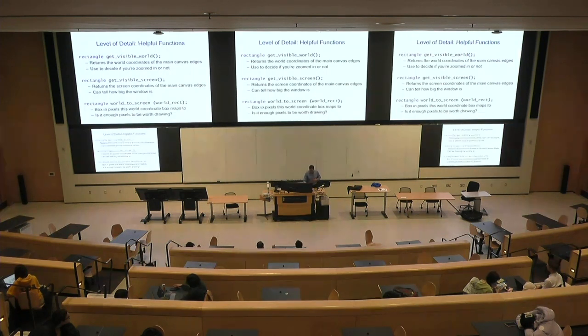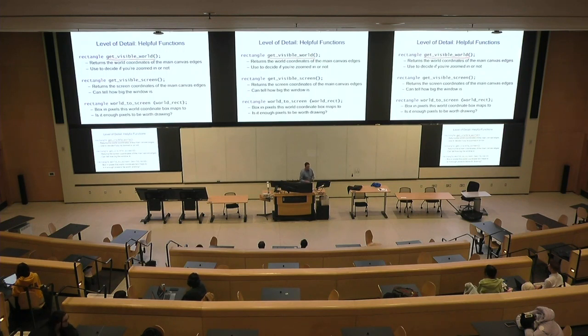Other helpful functions for level of detail are get visible world. These are all member functions of the renderer as well. Get visible world is basically the opposite of what we did when we started up, when we made that initial world. Get visible world returns a rectangle whose corners correspond to the coordinates in your own coordinate system, the one you asked for, which again I'm recommending is meters on the surface of the Earth for your city. It gives you the corners of your coordinate system that are currently visible on the screen. Okay?